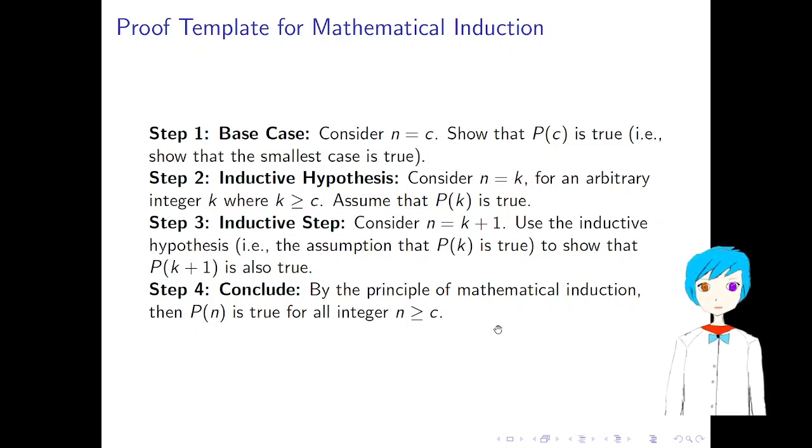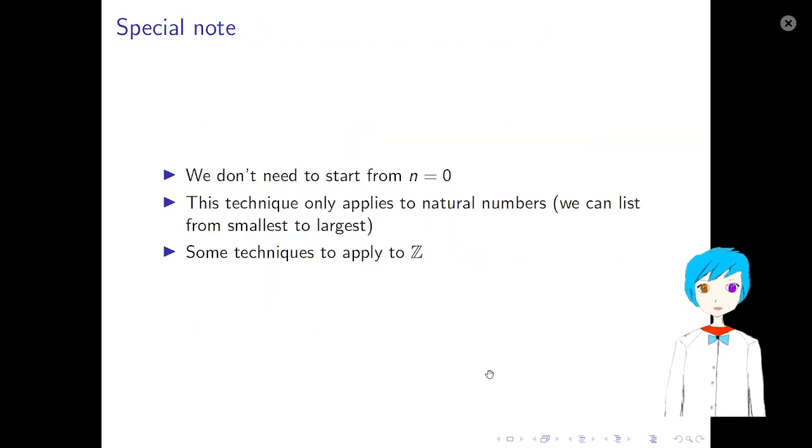The inductive hypothesis is to consider n equals k for an arbitrary integer k, where k is greater than or equal to c. Assume P(k) is true. Then the next step is to prove that when n equals k plus 1, the proposition is true. Finally, we can conclude that by the principle of mathematical induction, P(n) is true for all integers n such that n is greater than or equal to c.